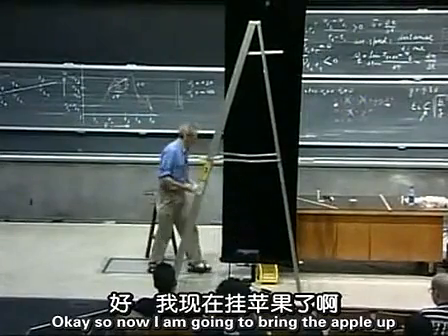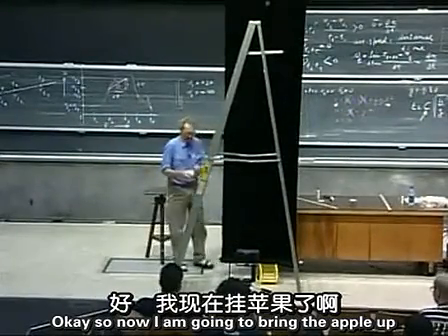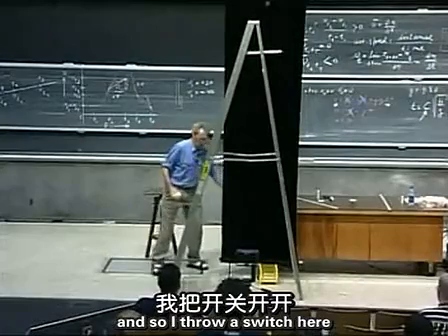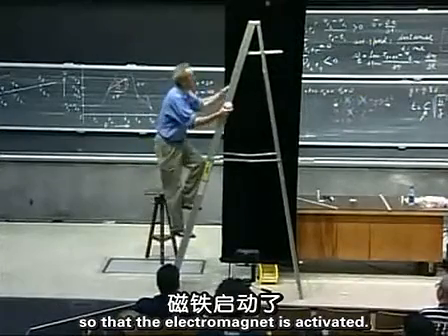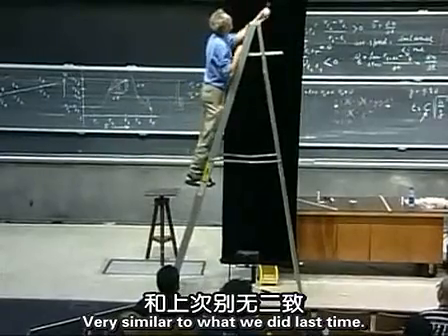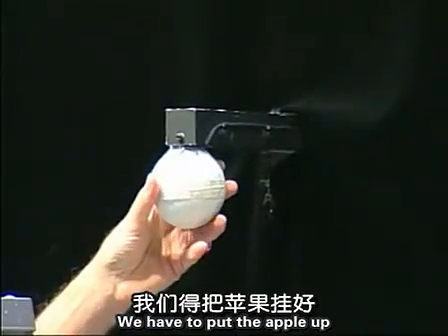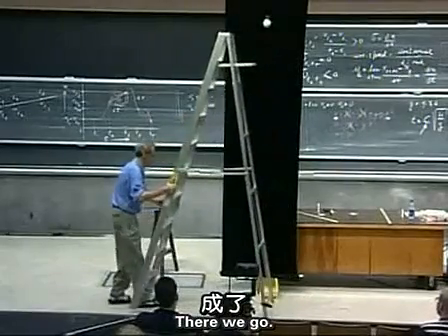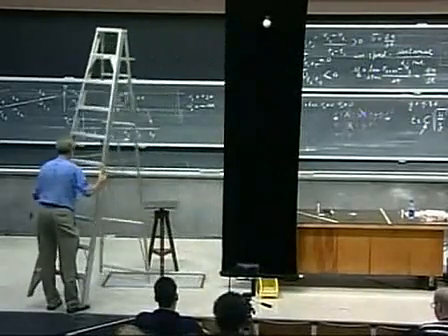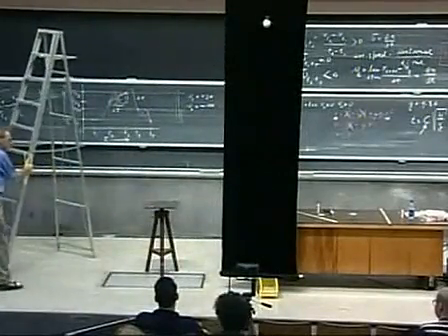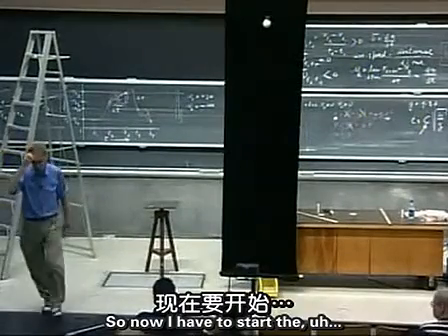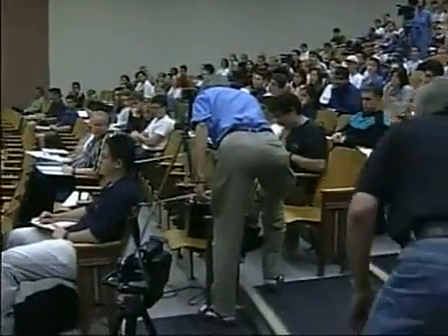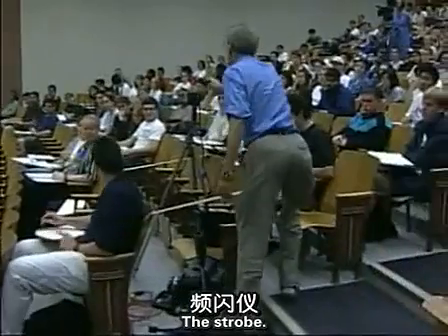Okay. So now I'm going to bring the apple up. There's some metal here, an electromagnet, and so I throw a switch here so that the electromagnet is activated. Very similar to what we did last time. We have to put the apple up, and the apple is hanging there. There we go. So now I have to start the strobe.